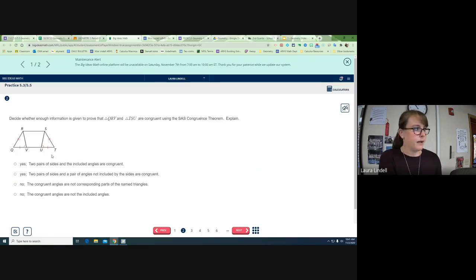No, it's not, right? Because angle U is between SU and UT. But we know ST and UT, not SU. So this angle would need to be over here in order for us to use SAS. So I would say no, the congruent angles are not the included angles. So it's the wrong one, kind of like with example number 4. The angle that we know is not between the two sides that we know.